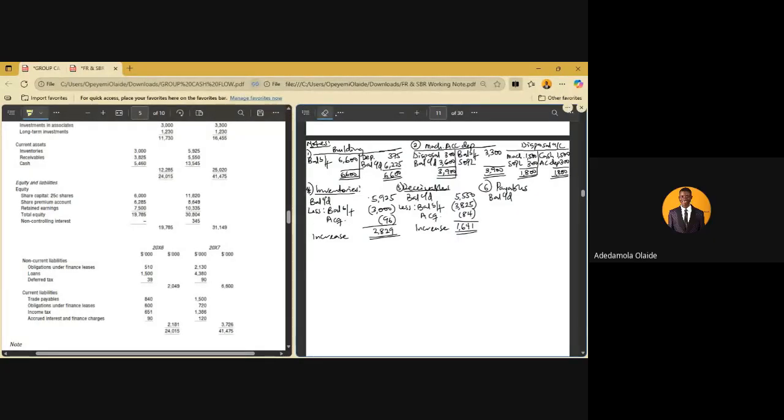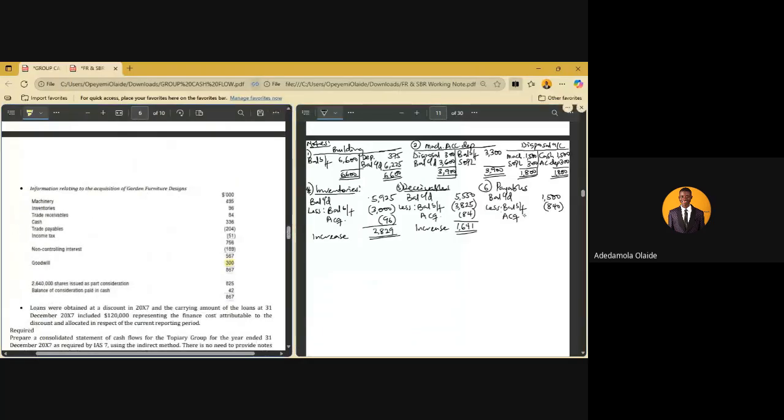Payables balance brought forward is 184. Balance carried down is 1,500. Less balance brought forward, 840. Less the one acquired. What do we have? 204. What do we have? It's still an increase.